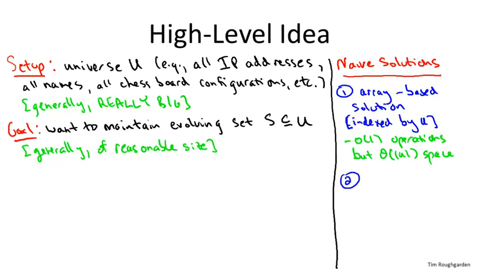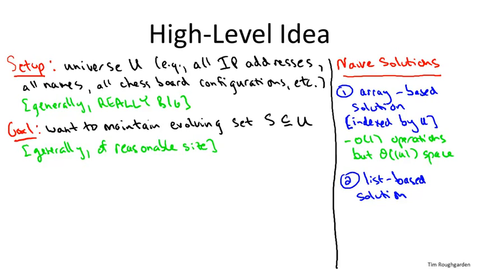Now, of course, to get the memory proportional to the size of the set that you're storing, an easy solution would just be to use a list, say a doubly linked list, something like that. Now, with a list-based solution, the good news is your memory is certainly proportional to the size of the set that you're storing, and it's independent of the size of the universe from which these elements are drawn.